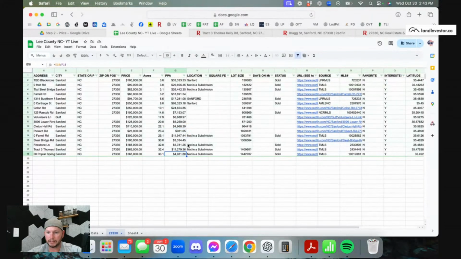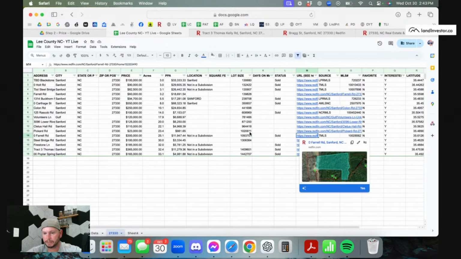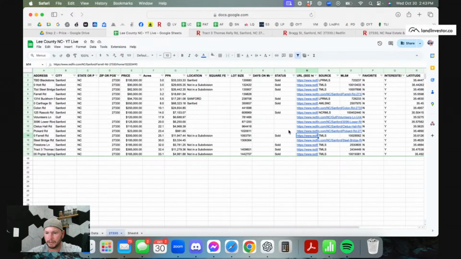Okay, so there is very, very limited data in this county, this zip code. Doesn't mean it's a bad area, just means that it's limited data. So pricing is going to be tough.